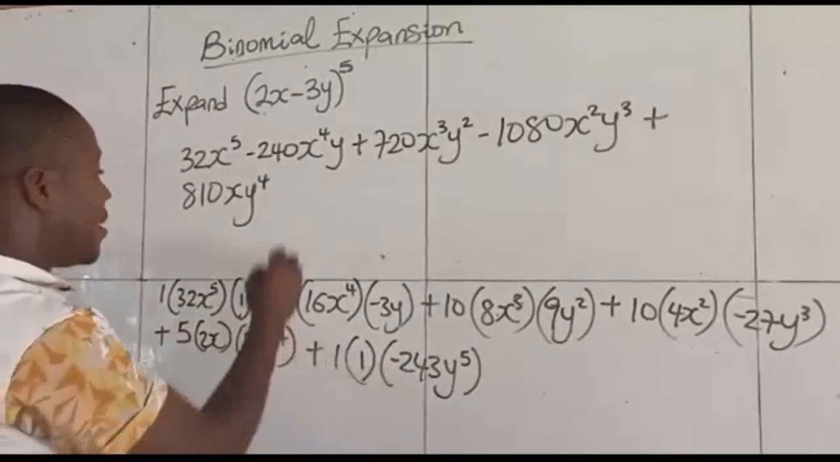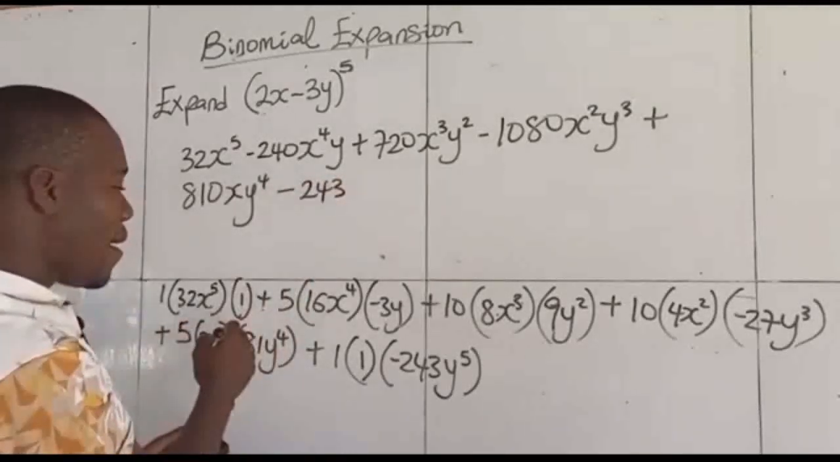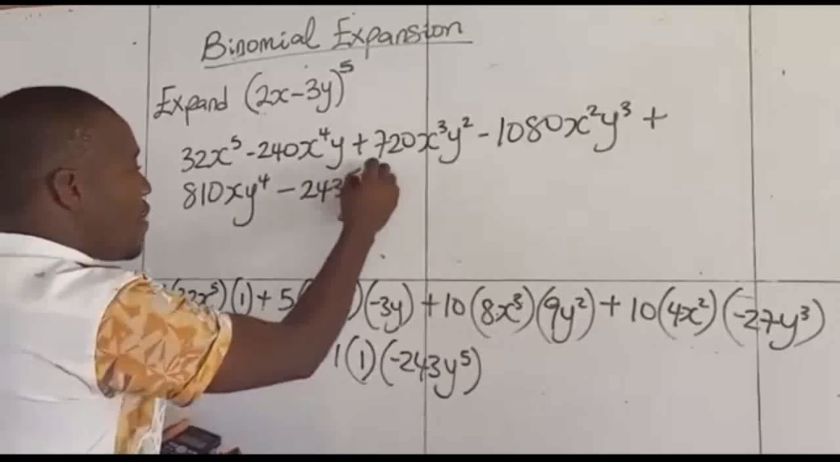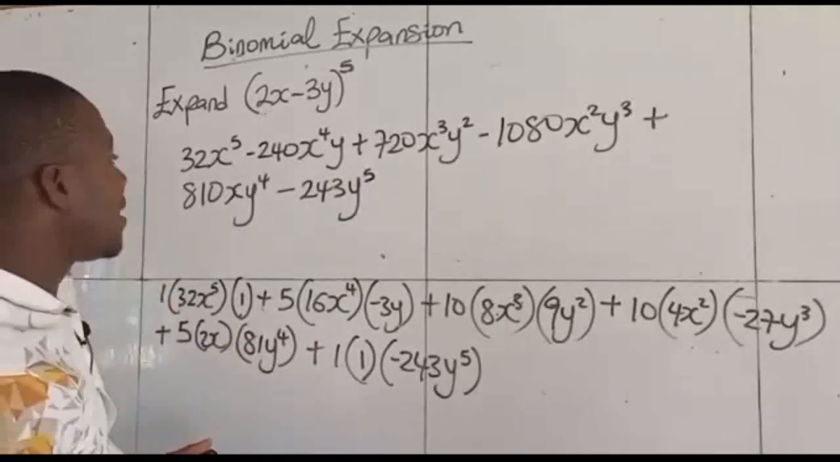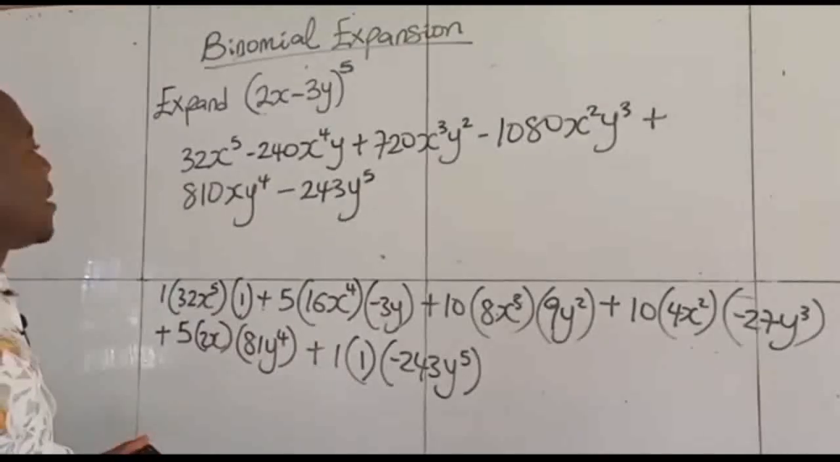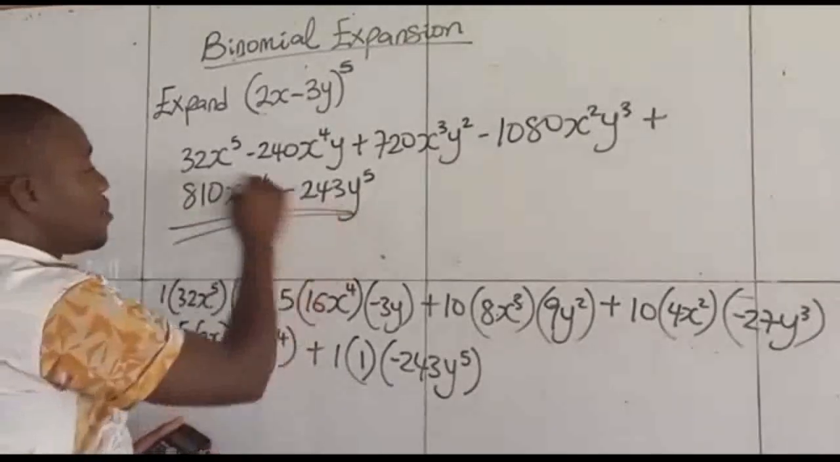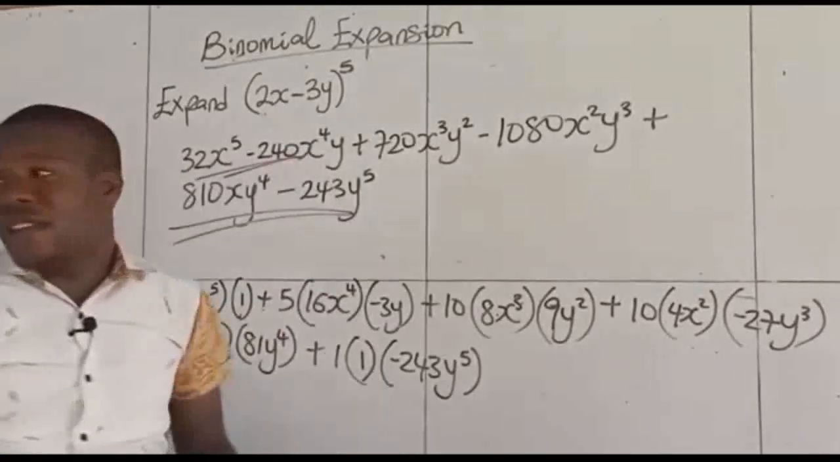And then minus 243 y to the power of 5. All right? So is there any like terms that we can add or subtract? No. So this becomes the answer of this expansion.